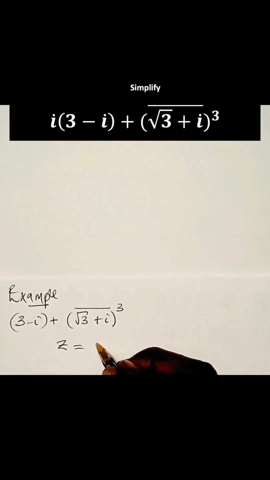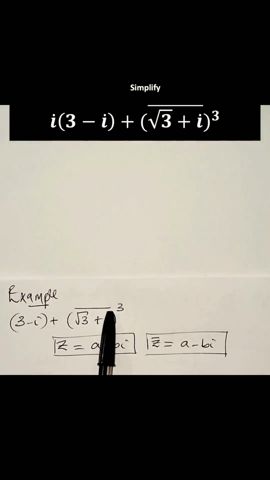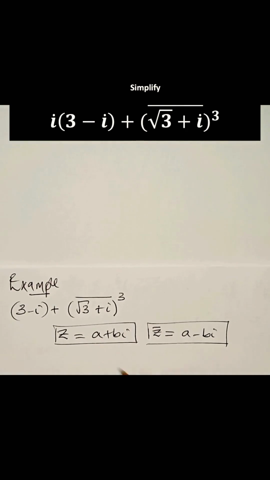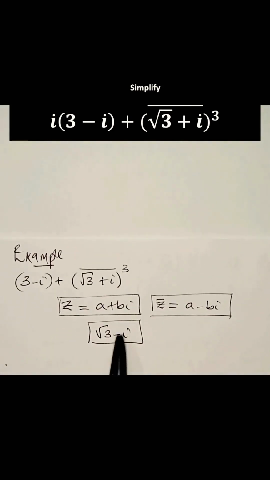z is equal to a plus bi. The complex conjugate of z, z bar, is equal to a minus bi. When we have this bar, that means we have a complex conjugate. The complex conjugate of root 3 plus i is root 3 minus i. Now, let's substitute this into that.